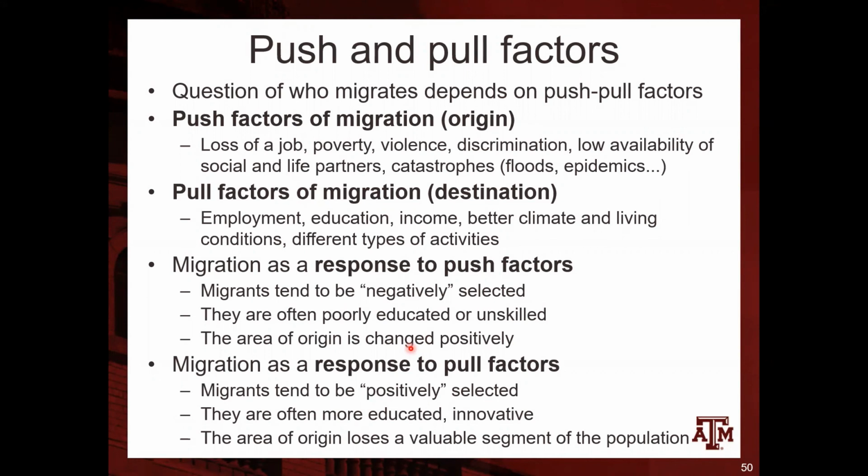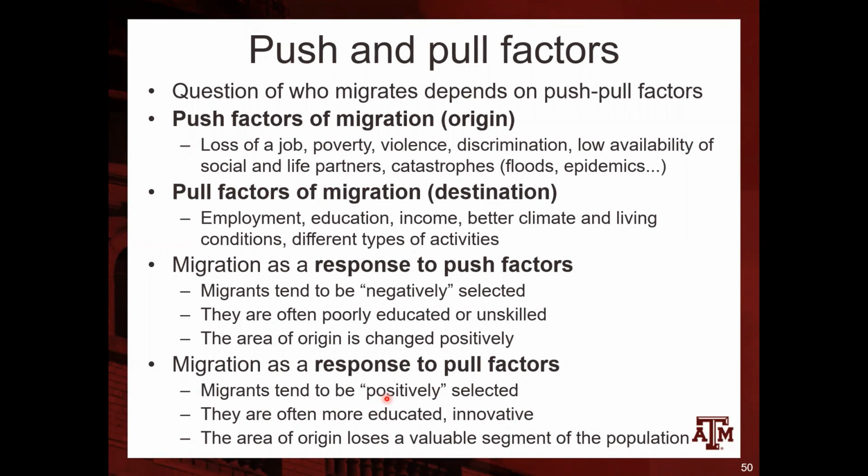On the other hand, if people are moving to one area, not because their country is experiencing an issue, but because the destination, the country of destination, for example, has really good employment and education opportunities. So when migration happens as a response to pull factors, migrants tend to be positively selected. They are often more educated, they have higher levels of education, they're more innovative, higher levels of training, and the area of origin loses a valuable segment of the population and the destination gains from it.